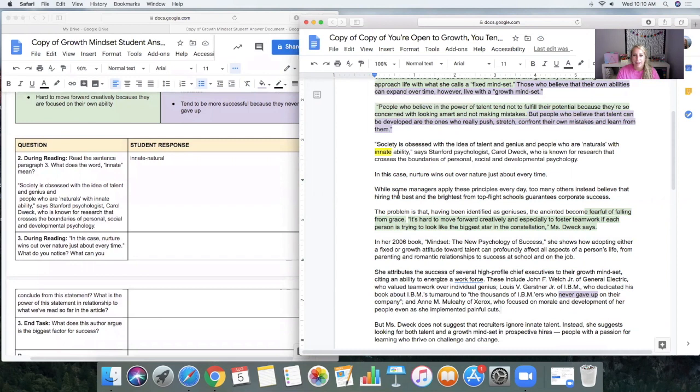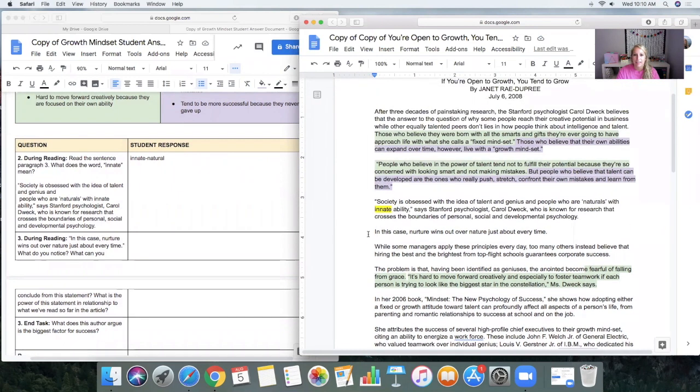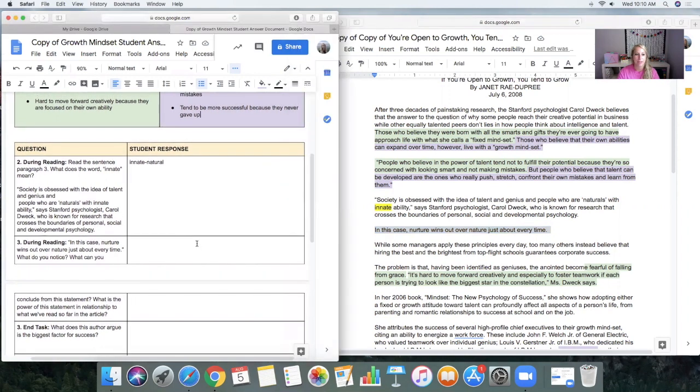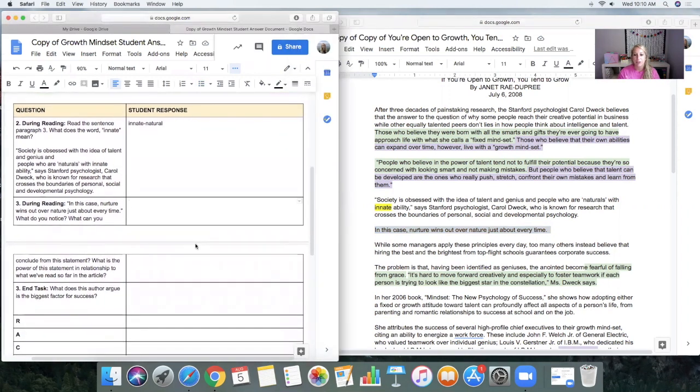So let's look back at this line. In this case, nurture wins out over nature just about every time. So we're going to look closely at this sentence, and I want you to answer the question. What can you conclude from this statement? What is the power of this statement in relationship to what we've read so far in this article? Go ahead and pause the video and answer the question in your document.